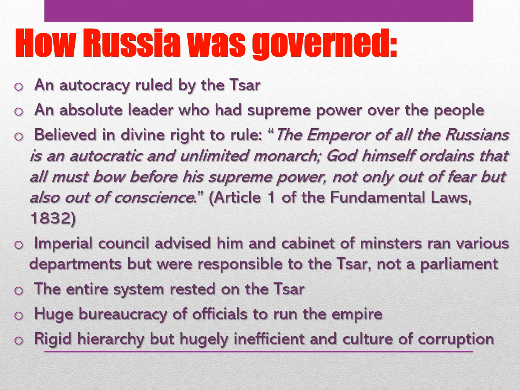The Imperial Council was designed to advise the Tsar, and the cabinet of ministers did run various departments, but they were responsible to the Tsar, not to a parliament. So if the Tsar decided, that was it, there was no discussion. This meant this entire system of government rested on this one person.